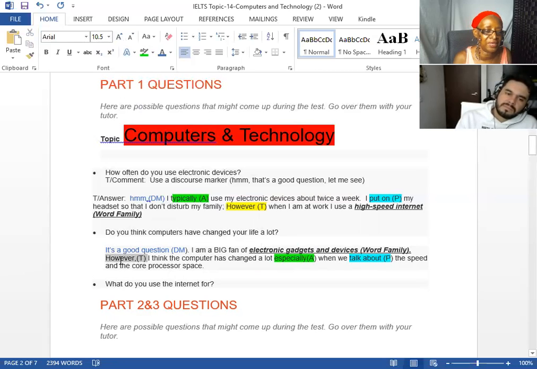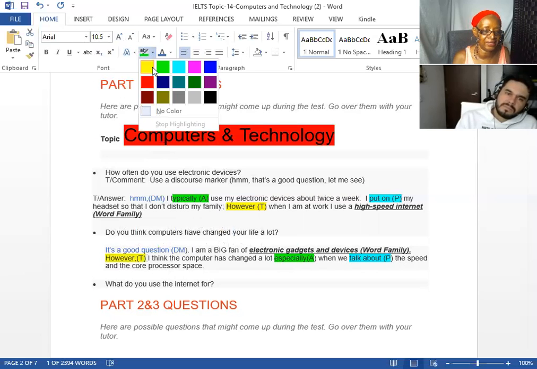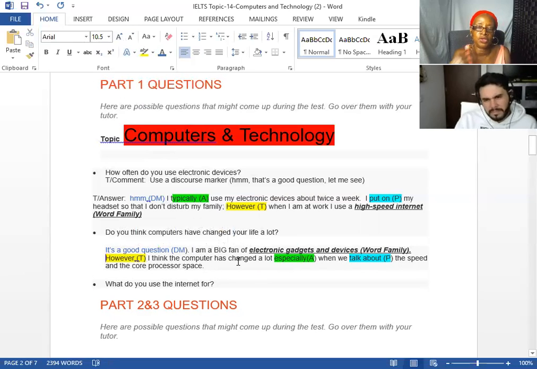This is what it means when you just have to keep working at it to understand it. When you start to understand it, your conversation will include it, and you don't have to mentally think about it. I think the computer, however, I think the computer has changed a lot, especially when we talk about the speed and the core processor. PAT: we've got our P, our A, our T.